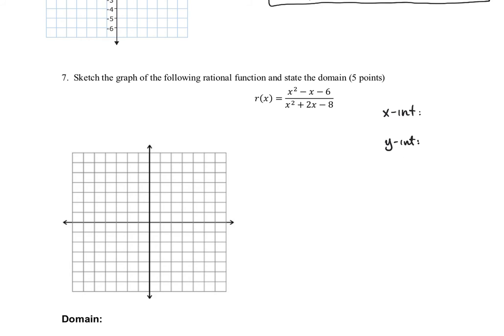Remember, the y-intercept occurs when x is equal to 0. So if all of the x's here are equal to 0, you'd be left with negative 6 divided by negative 8, which is 0.75. So the y-intercept is (0, 0.75). Now the x-intercept, or intercepts, there could be more than one. Those occur when y is equal to 0. In this case, r of x would be 0.